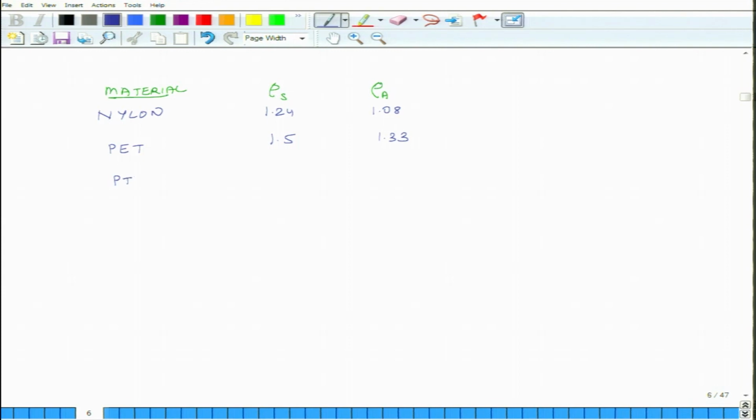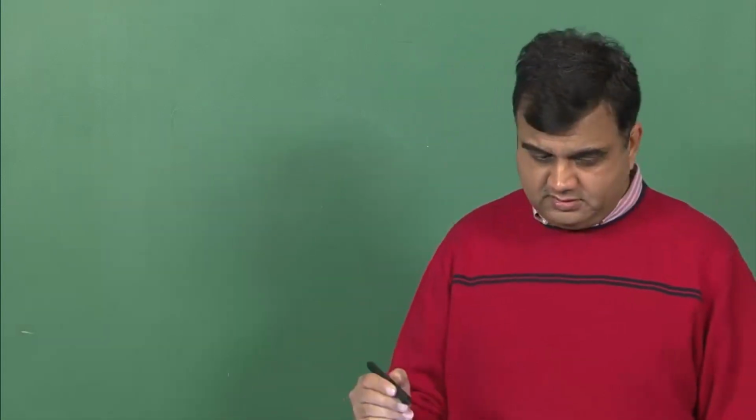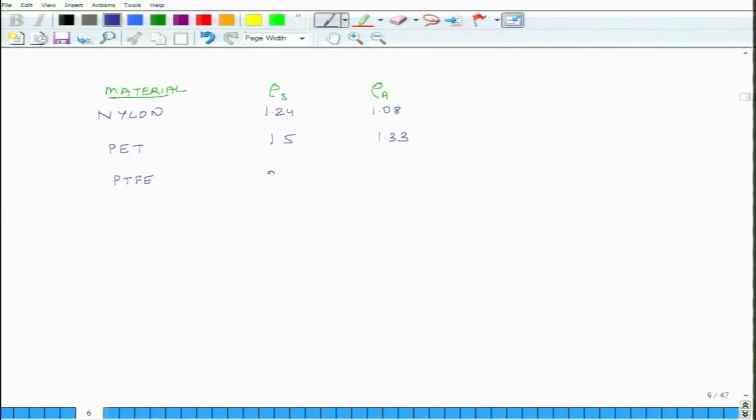PTFE, what is PTFE? PTFE is polytetrafluoroethylene. It is the chemical name for the material which we know as Teflon, polytetrafluoroethylene. Okay. So, this could be 2.35, 2.00.